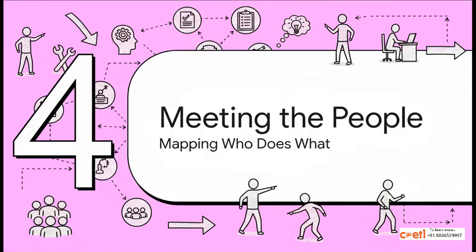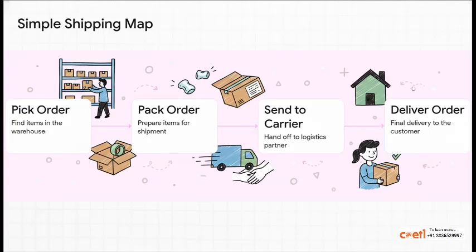So we've got our basic alphabet down, we know how to map what happens, but now it's time to add another absolutely crucial layer. Who is responsible for doing the work? Okay, so let's check out a super simple map for shipping an order. We start, we pick the order, we pack it, we send it to the carrier, and then boom, it's delivered. See? It's clear, it's an order, and it's using all those basic symbols we just talked about.